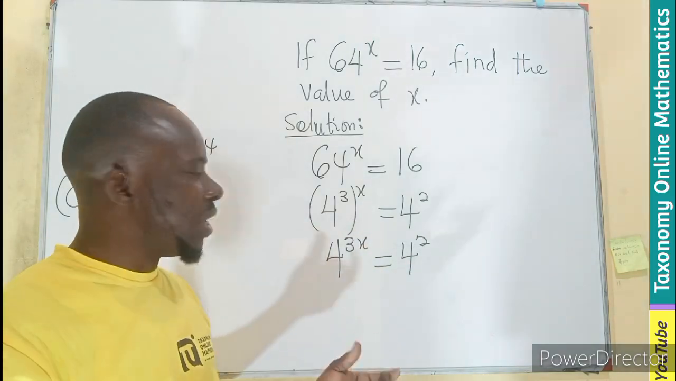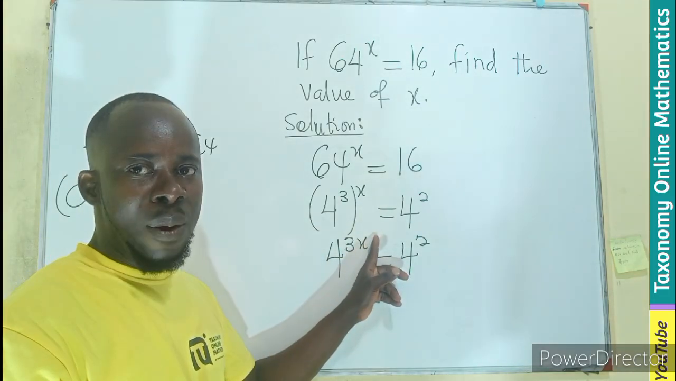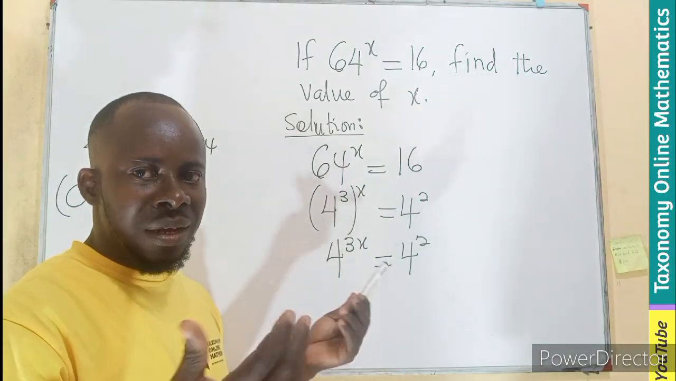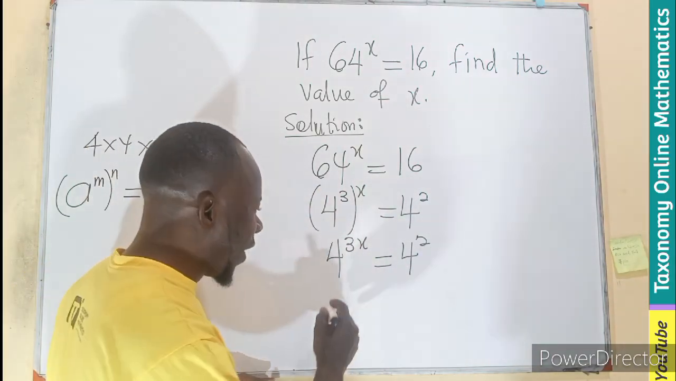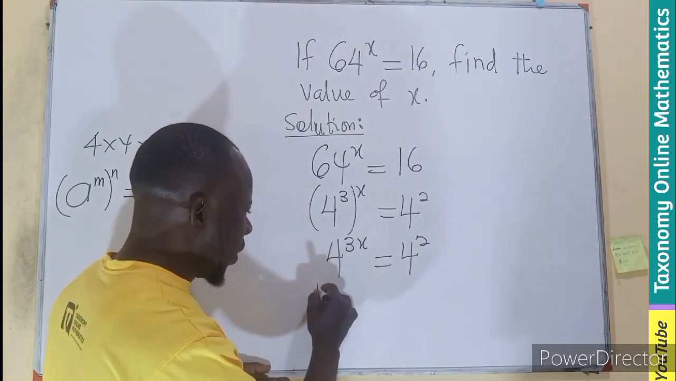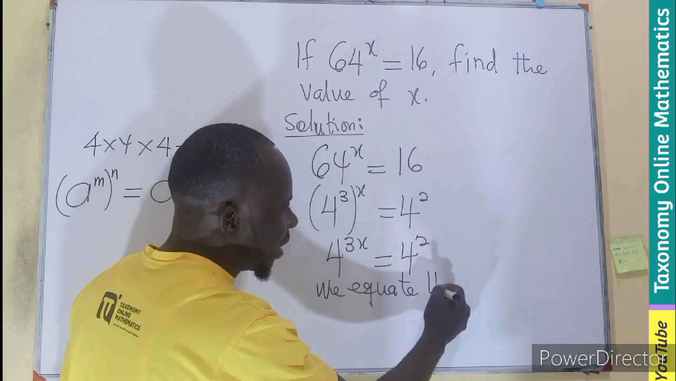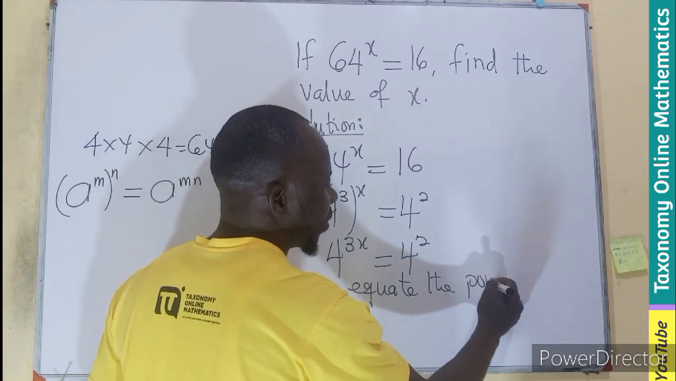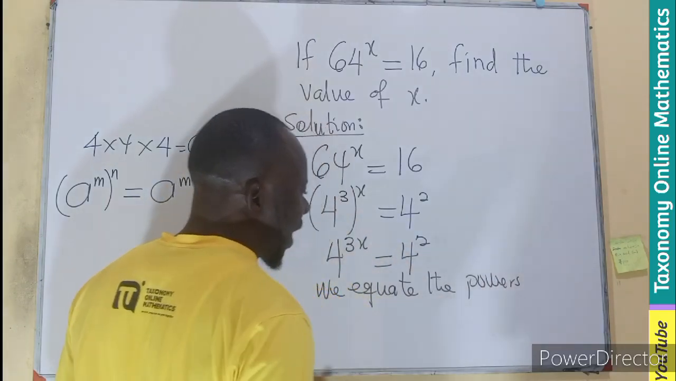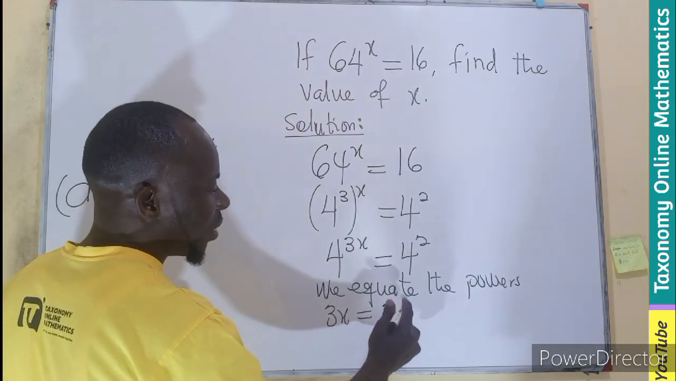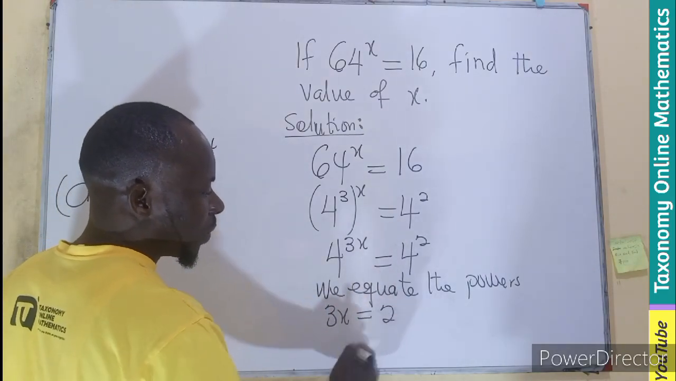So that also means that 3x as a power is equal to the 2, to make the equal sign meaningful. So we equate the powers. If possible, we say we equate the exponent. So that will be 3x will be the same as 2 at the other side.